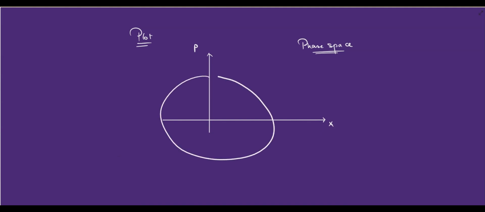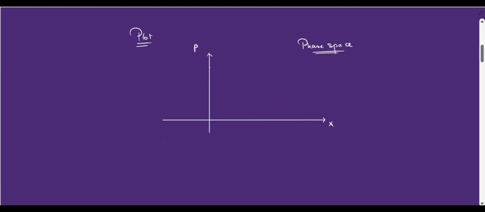So if I create a space where the x value is on the x-axis and the p value is on the y-axis, then I name this kind of space a phase space. And this is what phase space is. And phase space is a good way to visualize how the dynamics occur inside a particular system.